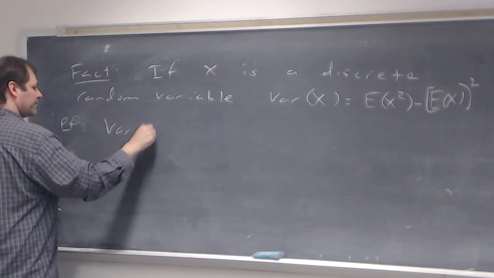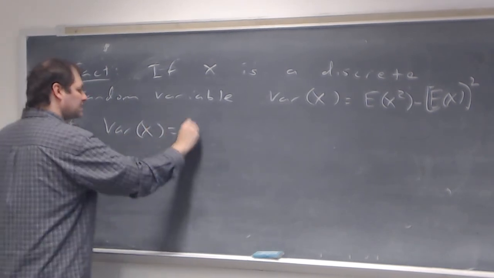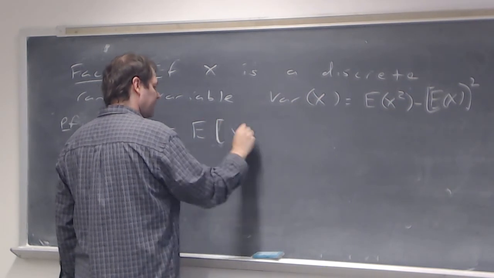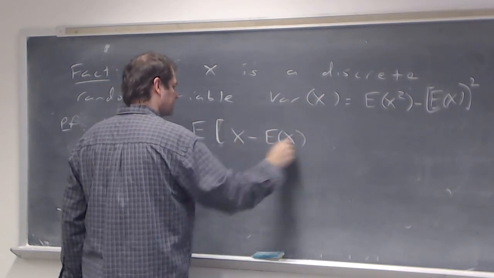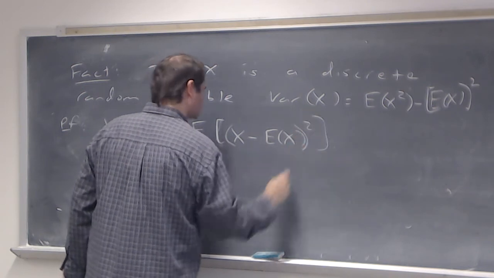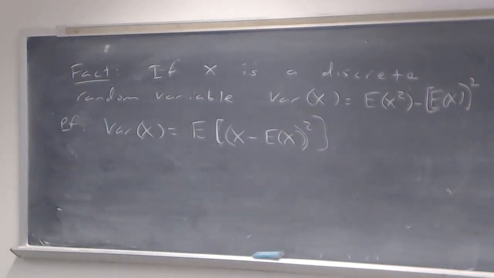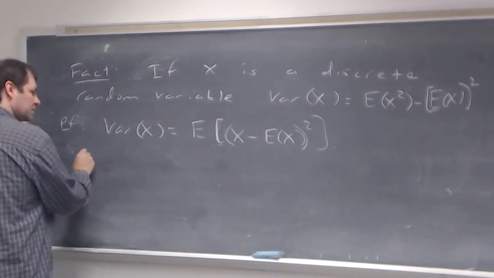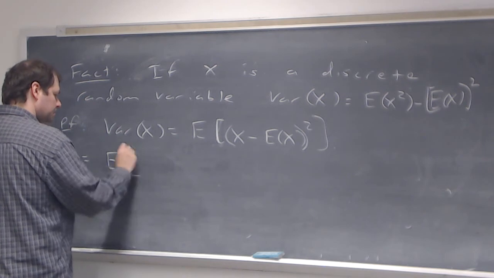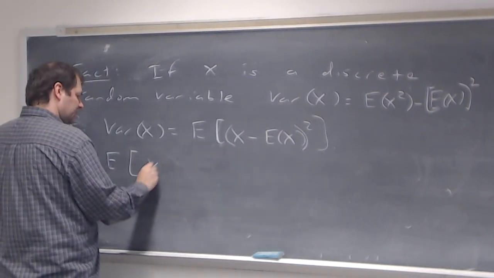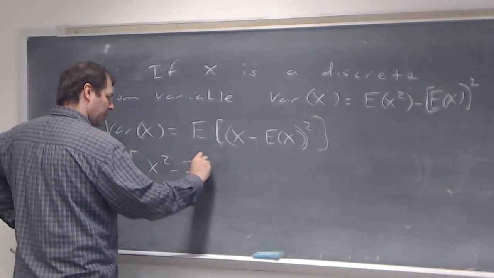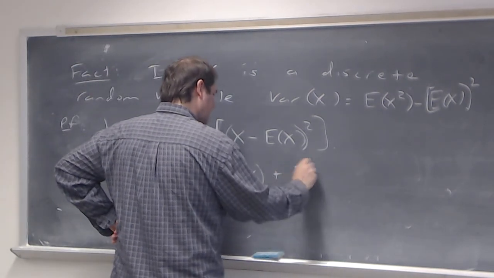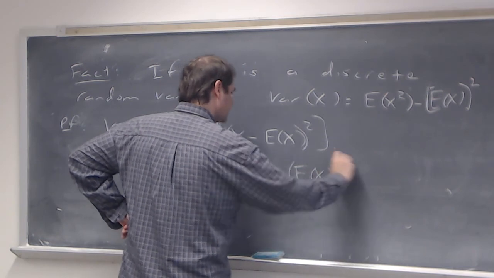So note the variance of x is defined to be the expected value of the quantity x minus the expected value of x, squared. Okay? Now the expected value of x is a number. So this is equal to the expected value of, if I square this out, x squared minus 2 times x times the expected value of x, and then plus the expected value of x, quantity squared.